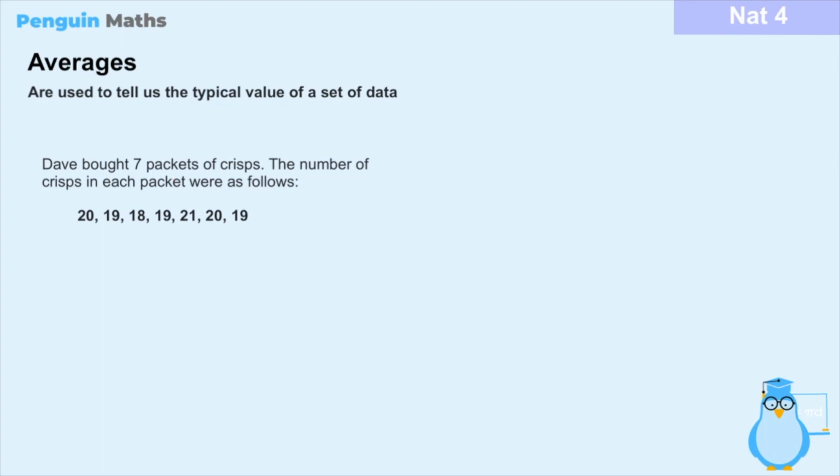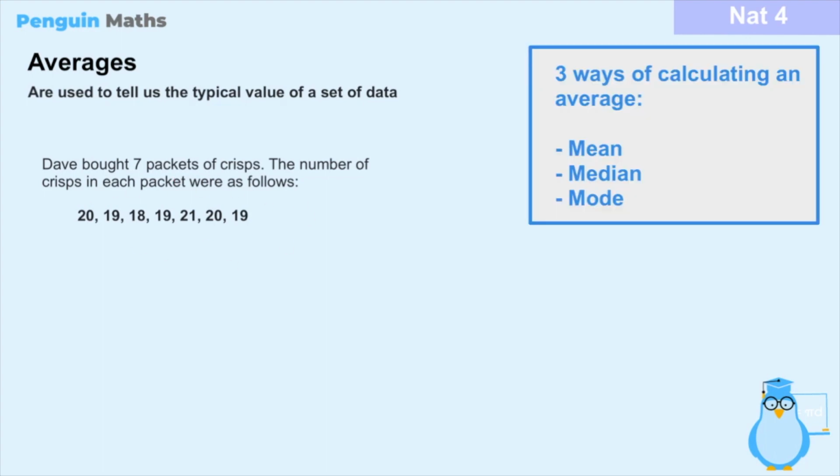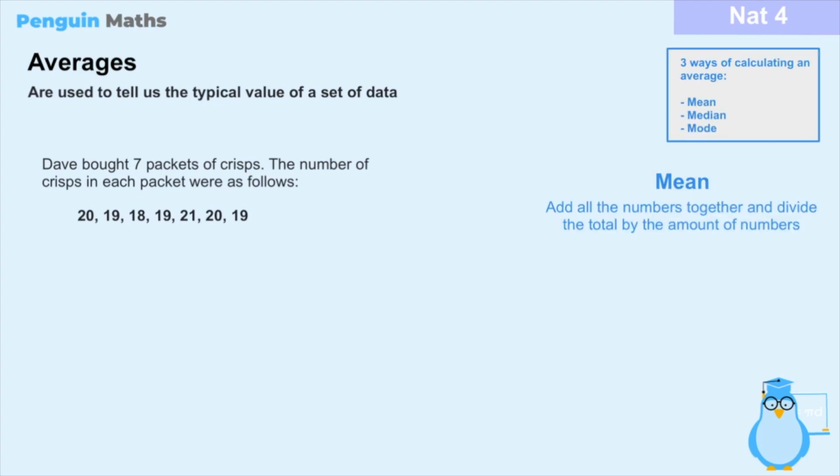But first, how do we actually calculate the average? And in fact, when we are dealing with statistics, there are actually 3 ways of calculating an average of a set of data. And these are the mean, the median and the mode. And in this lesson, we will be looking over each of these 3 ways in turn and seeing when they can be useful. So we're going to apply each of these 3 ways of calculating the average to this example that we have here. And the first one that we're going to be looking at is the mean.